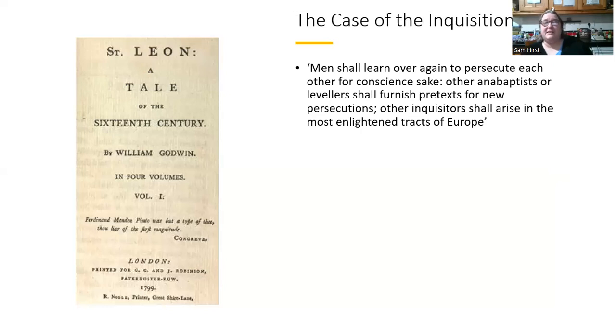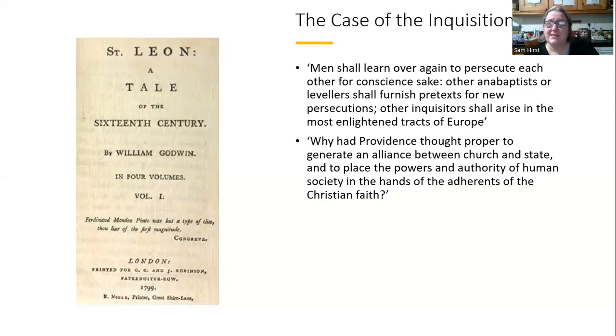And he's referring to the particular legal situation of the time, the removal of habeas corpus, for example. And one of his other novels, Caleb Williams, is a novel all about how corrupt the justice system is. He also goes beyond this and says, what's the real problem here? Well, the problem here is the relationship between church and state.